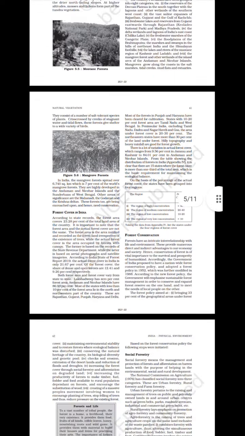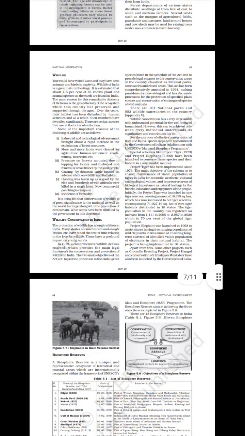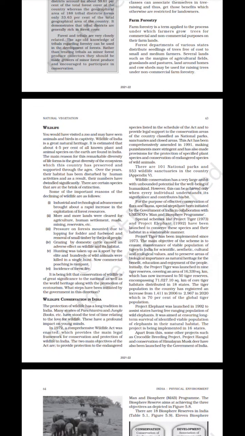Wildlife. You would have visited a zoo and may have seen animals and birds in captivity. Wildlife of India is a great natural heritage. It is estimated that about 4 to 5% of all known plant and animal species on the earth are found in India. The main reason for this remarkable diversity of life forms is the great diversity of the ecosystem which this country has preserved and supported through the ages.